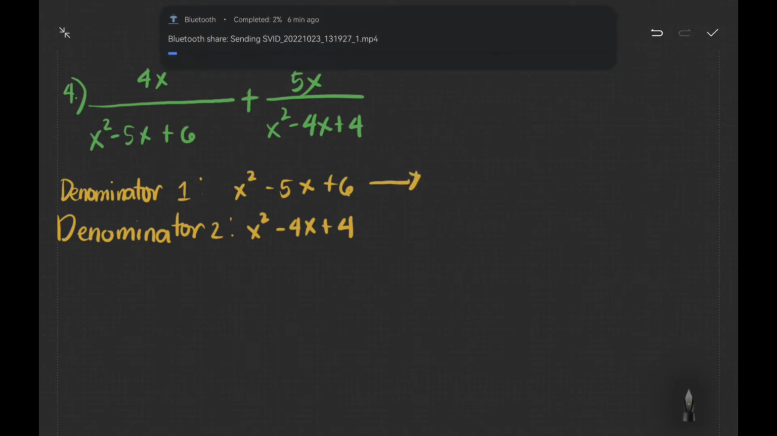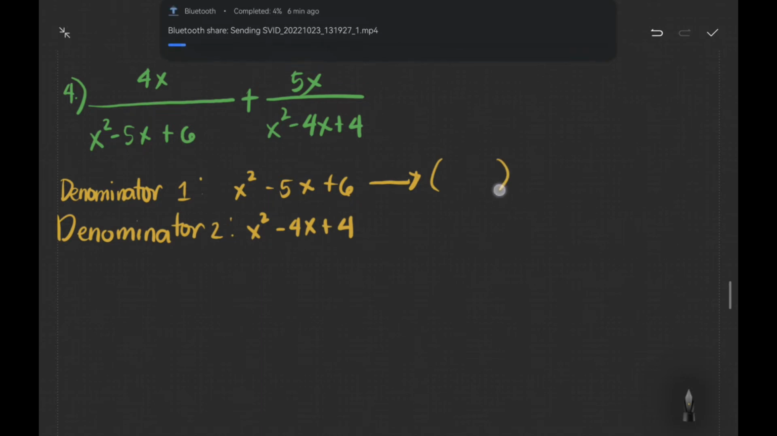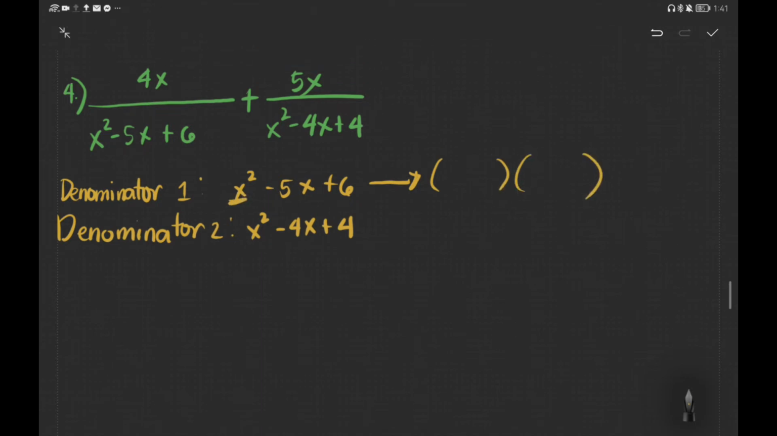So, factor x squared minus 5x plus 6. The factors of x squared, that is x times x. The last term is positive, the middle term is negative. Therefore, the factors are both negative. Factors of 6 that add up to 5. Since they are both negative, same sign, we add. Factors of 6 is 3 times 2, that is 6. 3 plus 2, that is 5. Same signs, negative, negative. So, we have the factors now.